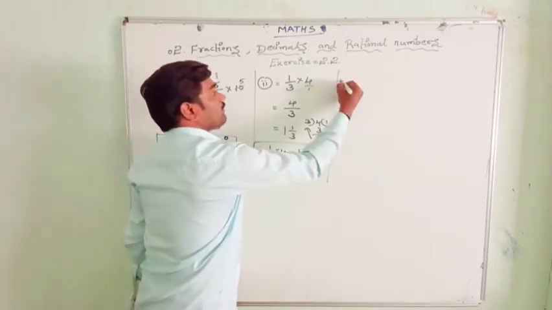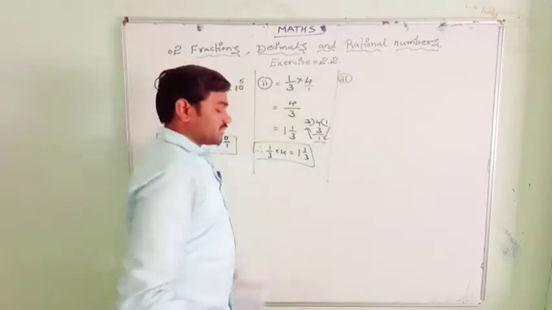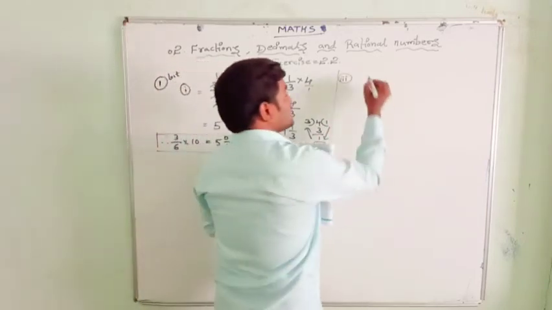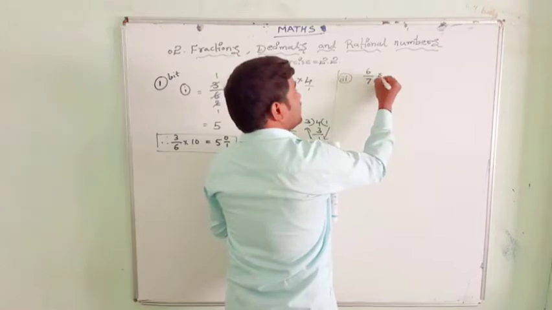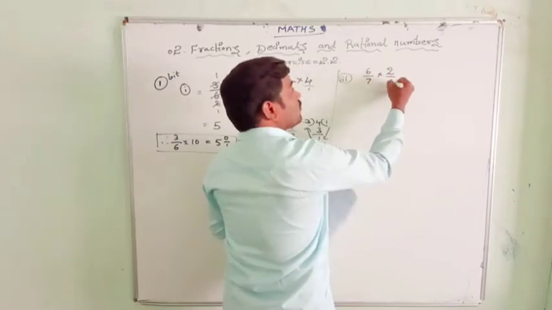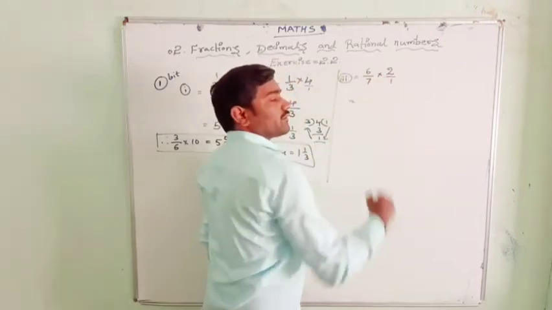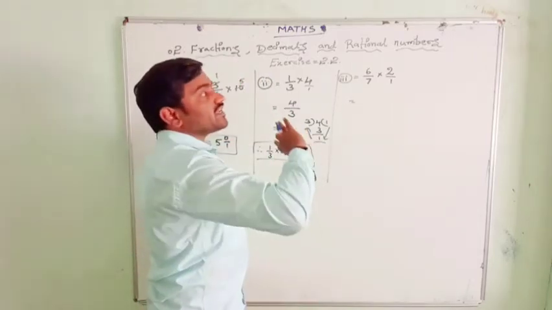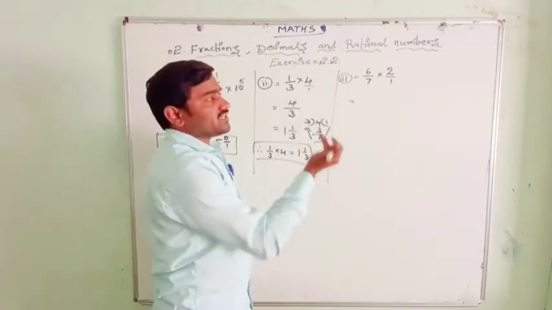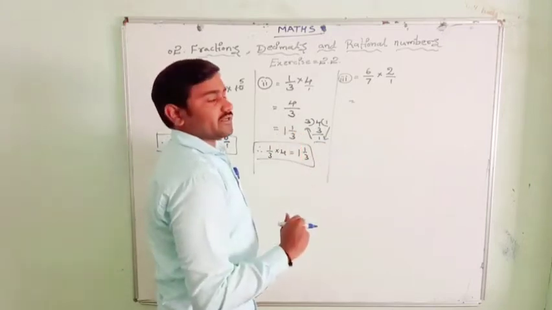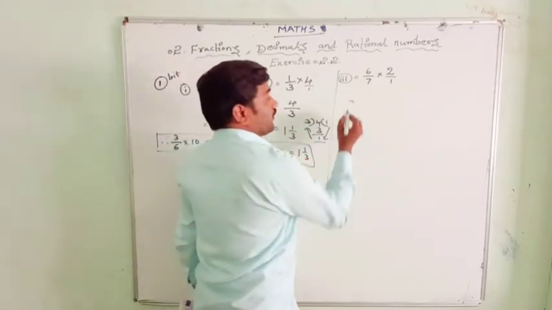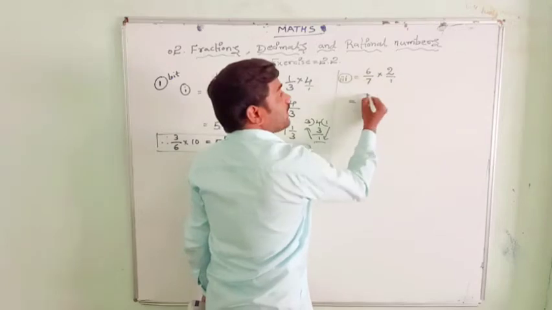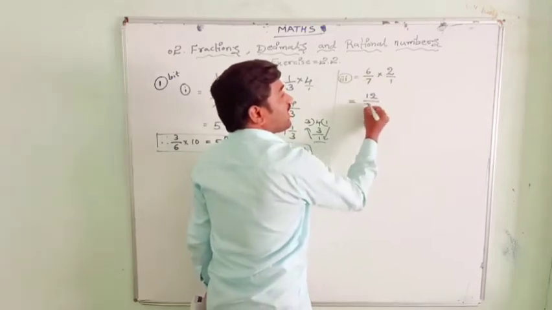Now we go for question number 3: 6 by 7 into 2. 2 can be written as 2 by 1. Now, why am I writing it as over 1? In the sense, here very easily we can multiply the numerators and easily we can multiply the denominators without any confusion for you all. So 6 twos are 12 by 7.